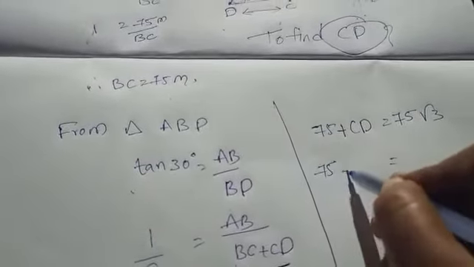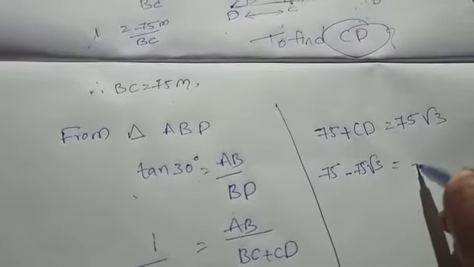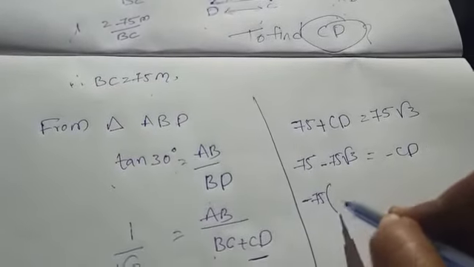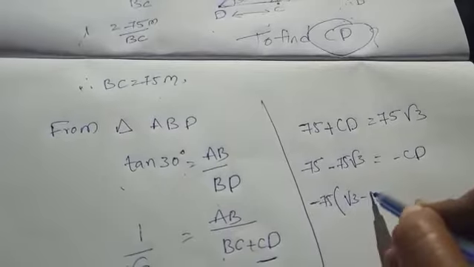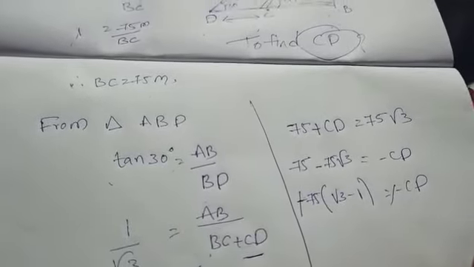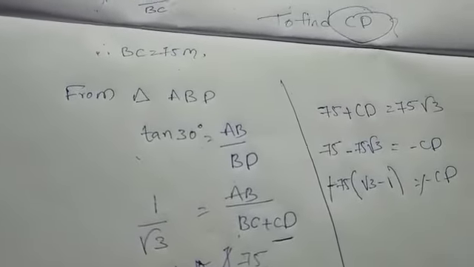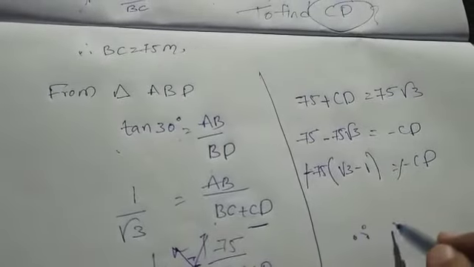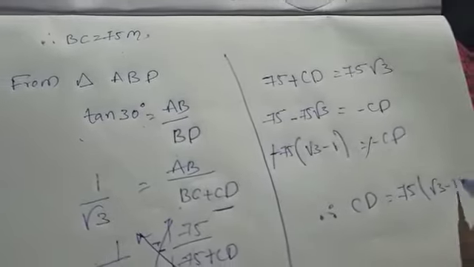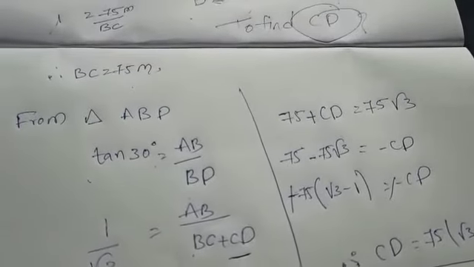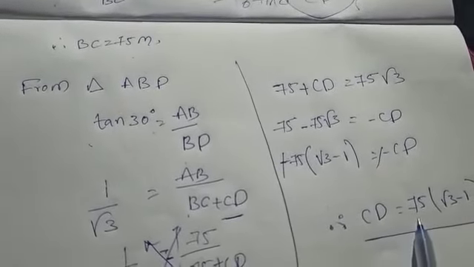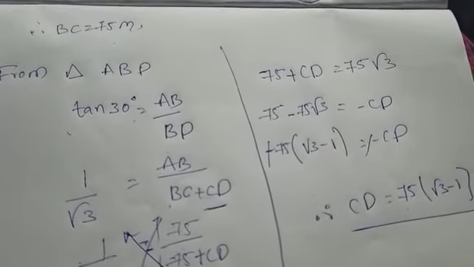Here 75 minus 75 root 3 equals minus CD. Minus 75 is common: 75 into root 3 minus 1, equals minus CD. Minus minus cancel. Therefore, CD equals 75 into root 3 minus 1. Therefore, the distance between the two ships equals 75 into root 3 minus 1 meters.